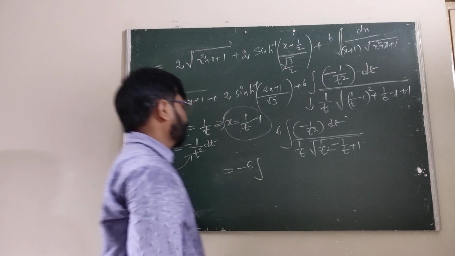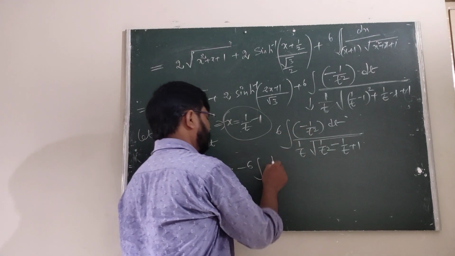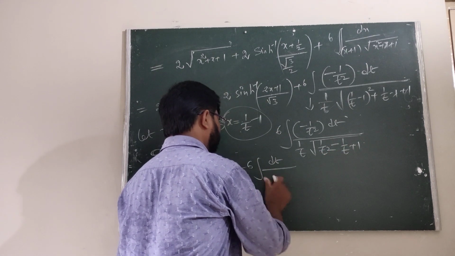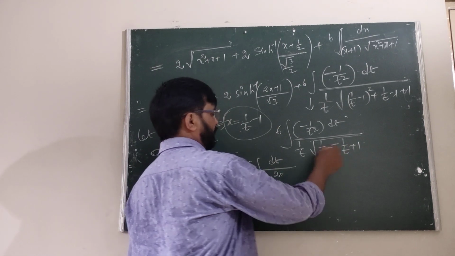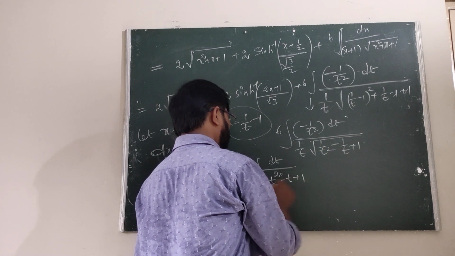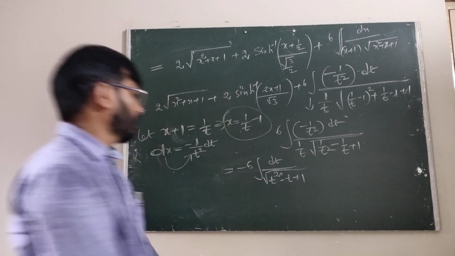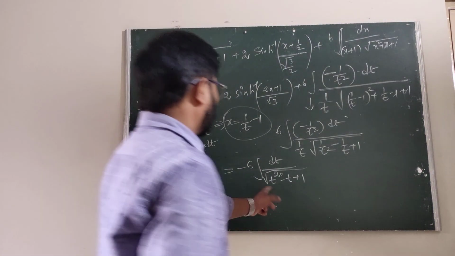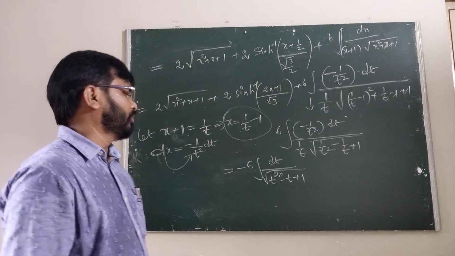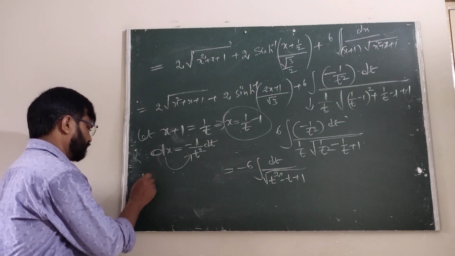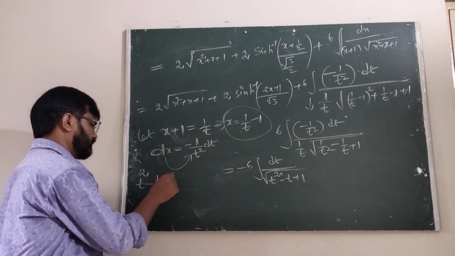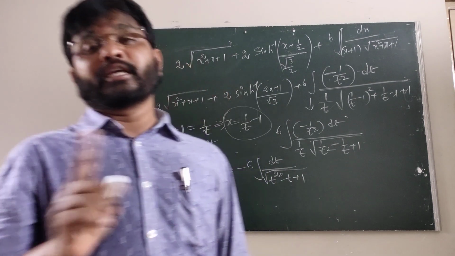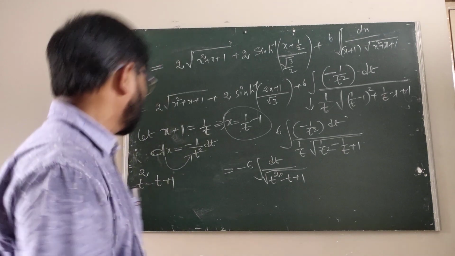Minus 6 dt by, what are we getting here? This is t square, now minus t plus 1. Is it okay? What are we getting? dt by t square minus t plus 1. Then we can write t square minus t plus 1. Either it is a square minus x square, or a square plus x square, or x square minus a square.